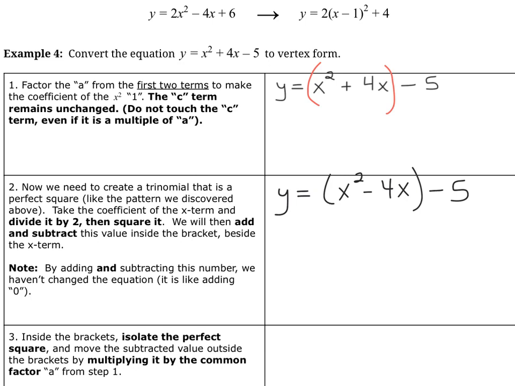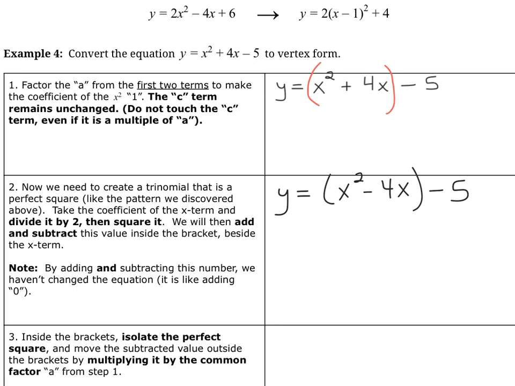Step 2, we need to create a trinomial that is a perfect square, like the pattern that we just discovered in the previous slide. So we're going to take our b value, which is negative 4. We are going to divide it by 2, and then we are going to square it. We are going to add and subtract this value inside the bracket beside the x term. Let me show you what I mean by all of that.